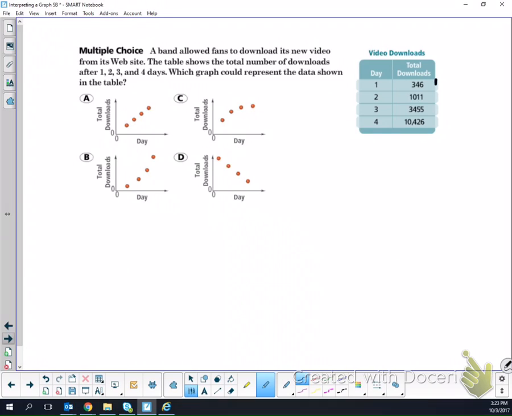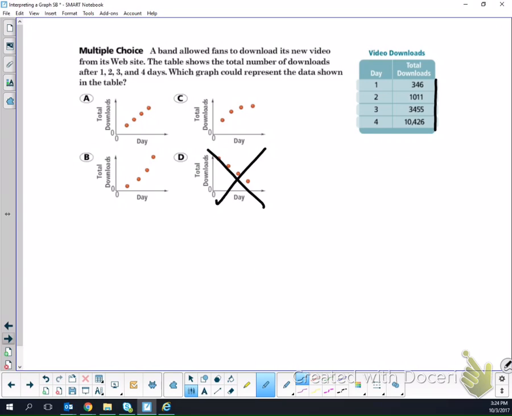So one thing I noticed is that as the days go on, the number of downloads is going up. Now, A, B, and C all show that this is going up. However, D shows a decrease, and so that can't be it. But A, B, and C are all showing increasing, so it has to be one of them. All right, well, then let's talk about what makes them different.